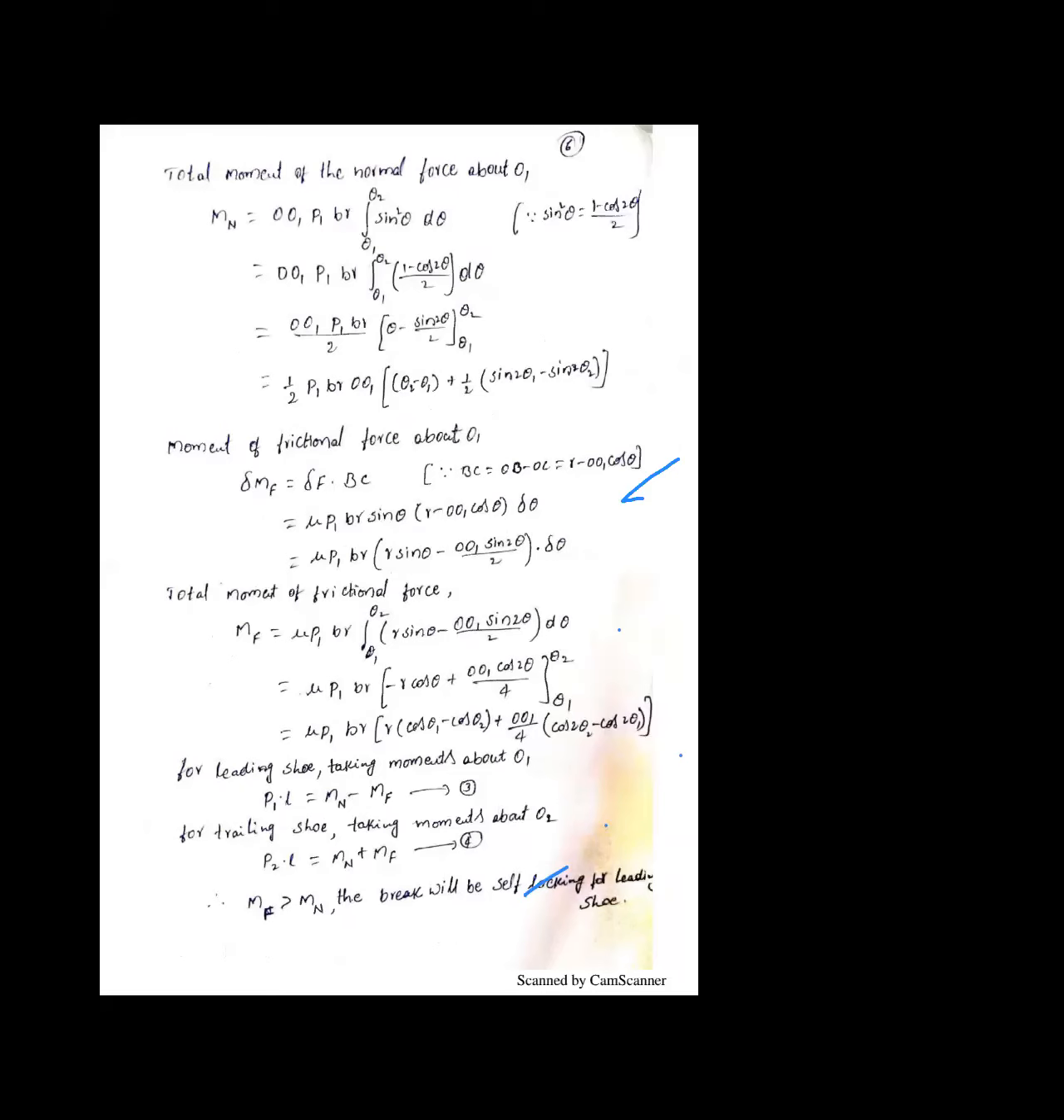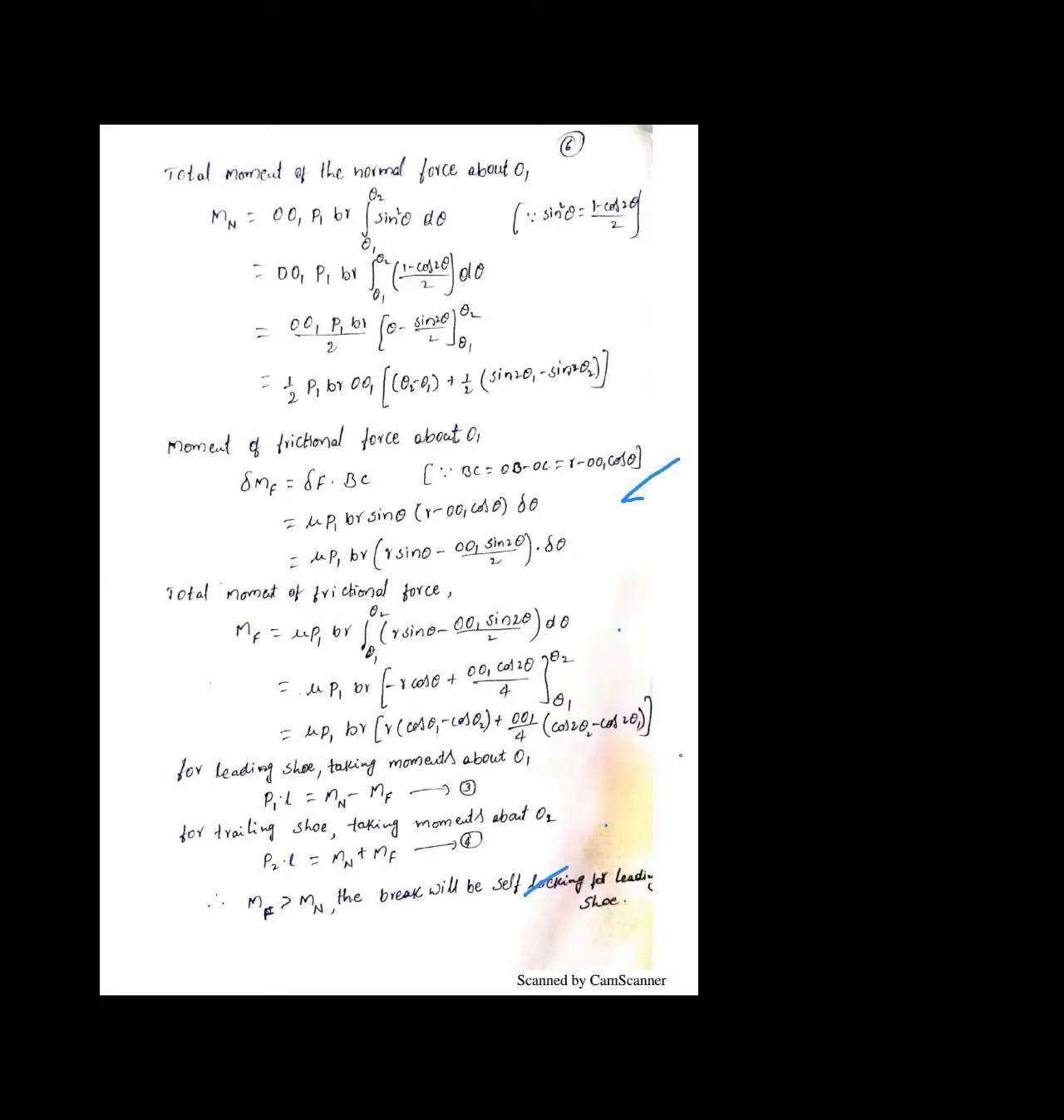Substituting that formula and integrating the term, 1 minus cos 2 theta by 2 into d theta. Here 1 by 2 d theta integrates to theta by 2, and cos 2 theta by 2 integrates to sin 2 theta by 4. Then we apply the limits.